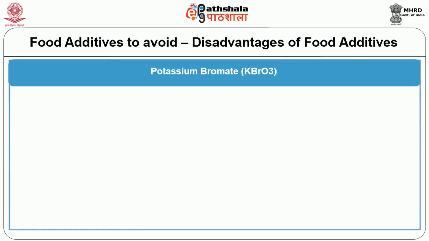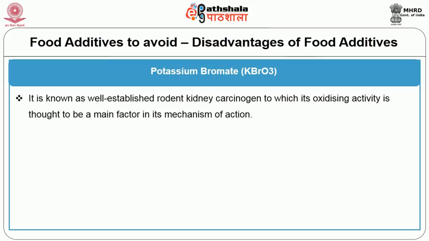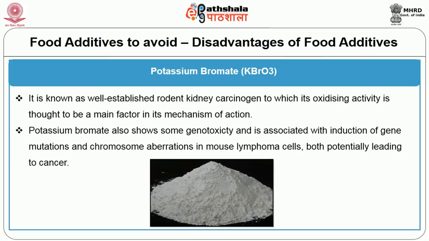Next one is potassium bromate. It is known as a well-established rodent kidney carcinogen, for which its oxidizing activity is thought to be a main factor in its mechanism of action. Potassium bromate also shows some genotoxicity and is associated with induction of gene mutations and chromosome aberrations in mouse lymphoma cells, both potentially leading to cancer.